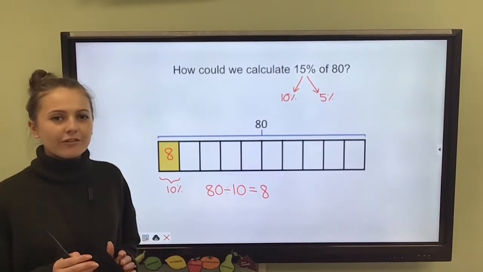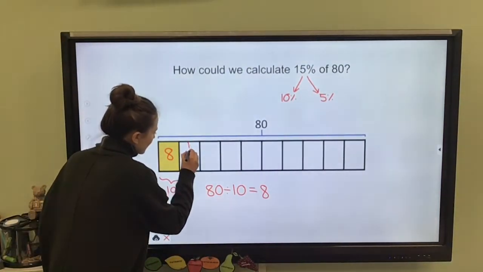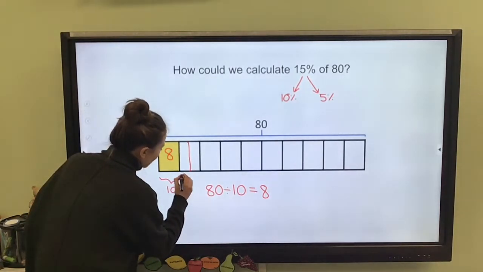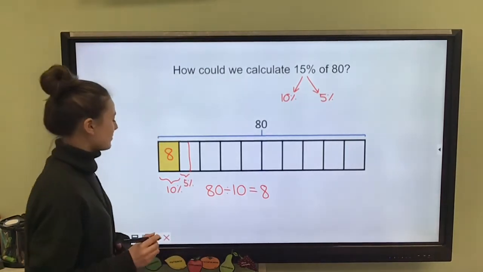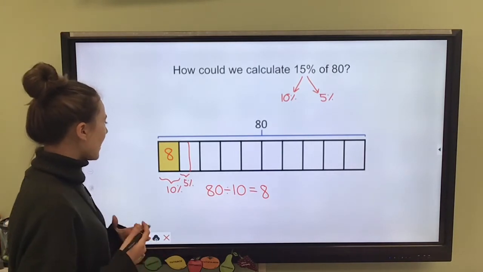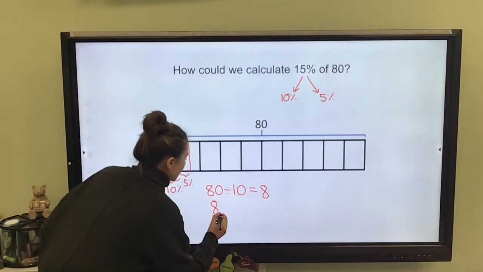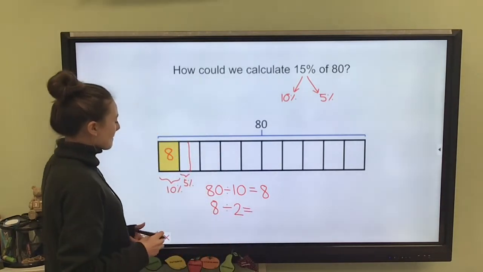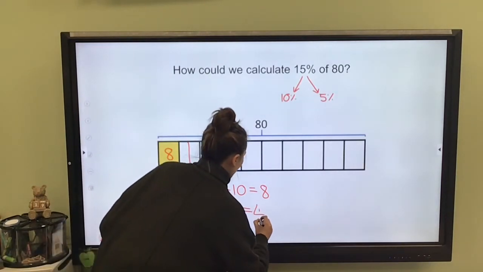And I also know that 5% is half of 10%. Okay, so I'm going to split this next box in half, because I know that that box is equivalent to 10%, but actually all I want to know is half of that, 5%. Okay, so I can take the number facts I already know, because I know that 10% is 8. So I can take my 8 and I can divide it by 2, because I know that 5% is half of 10%. So 8 divided by 2 equals 4.